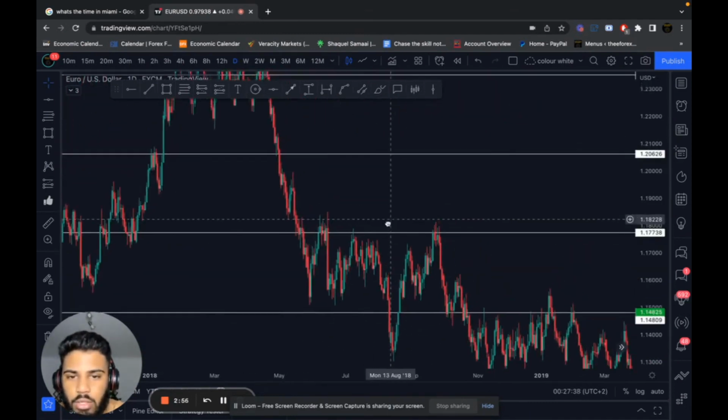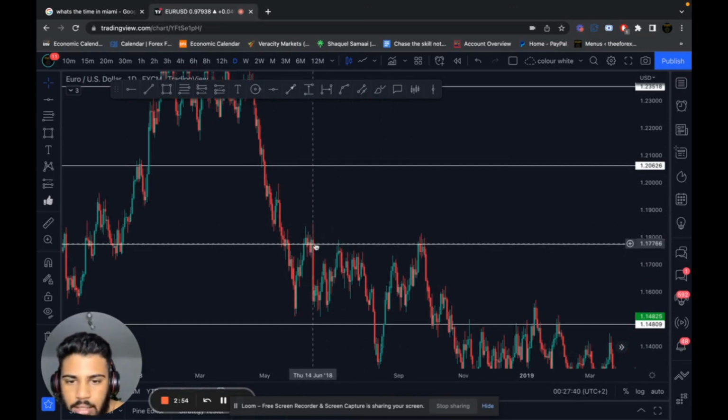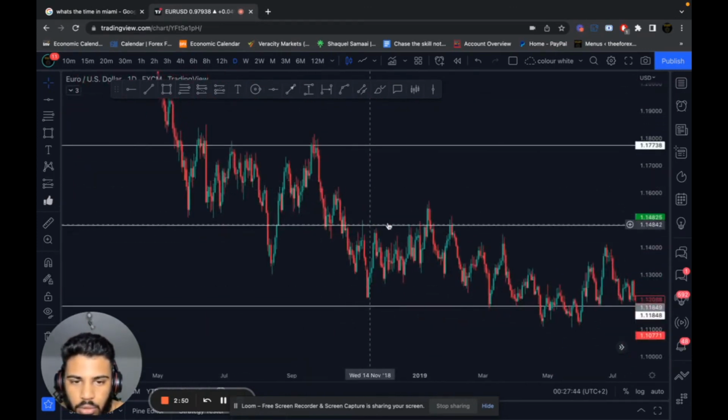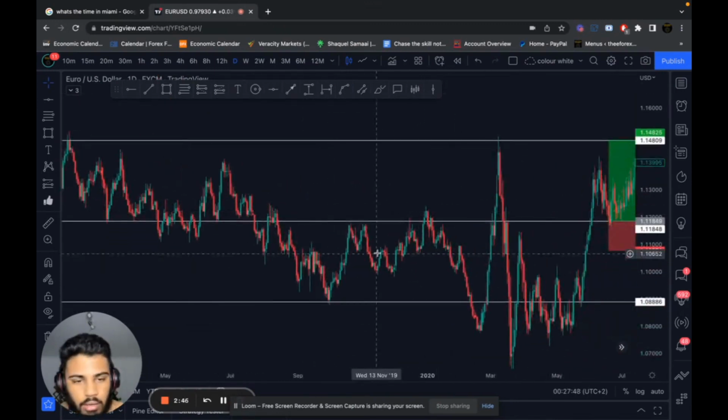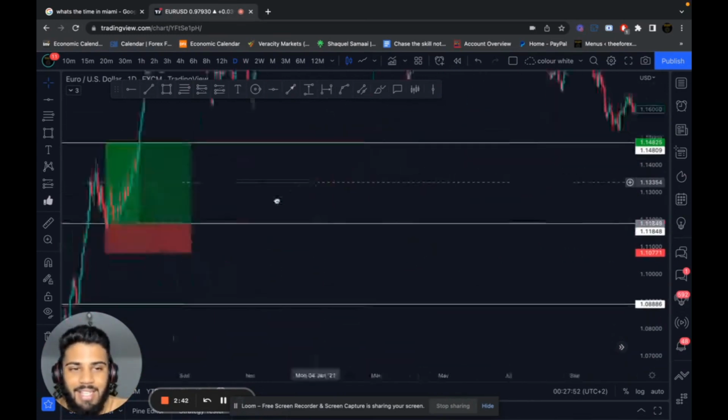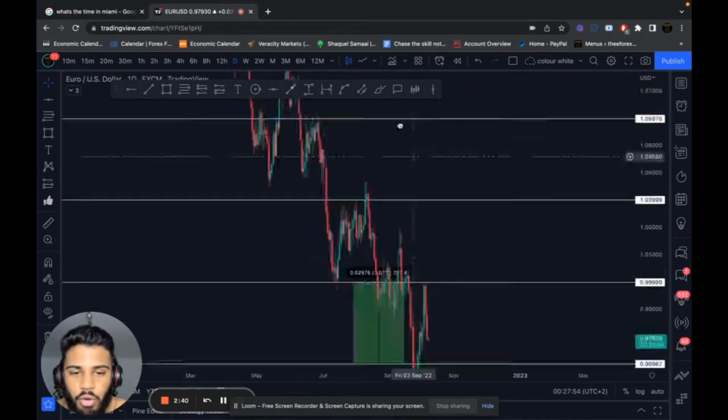This is 2018. You can see how the market breaks below, tests its levels, and sells off back there, right? Break below, tests and sells off. You can see the market break below, test and sell off. It works so many times, guys. So what I'm trying to say is that you can literally do this over and over and over.